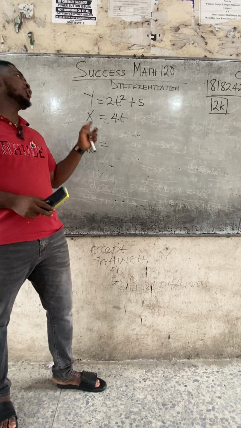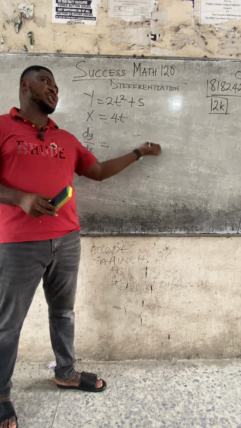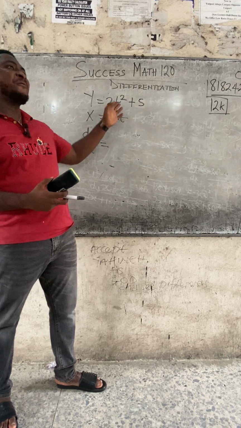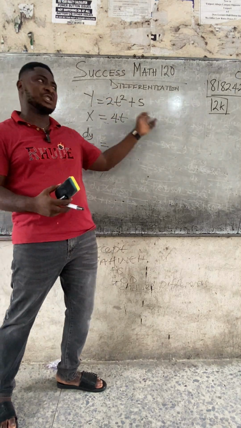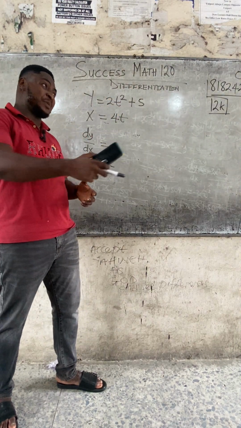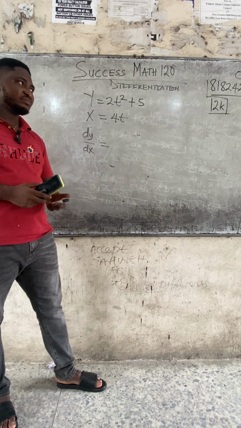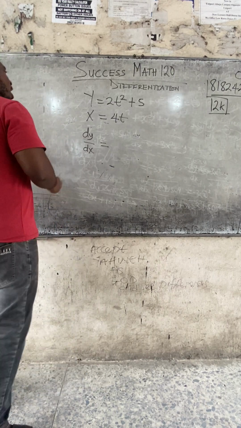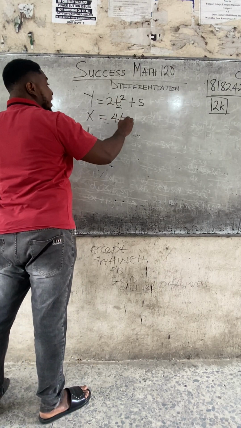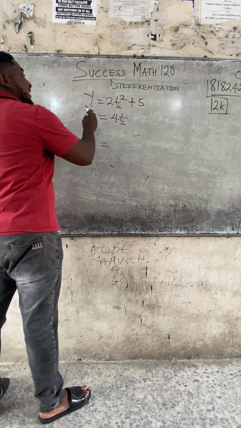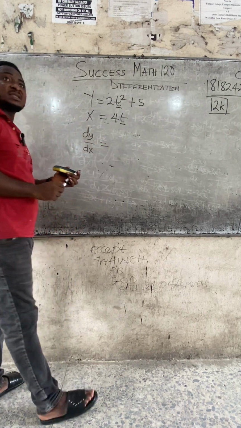Class, usually we are used to y and x being in the same expression. But now they're giving us two different functions. y has its own expression, x also has its own expression. But they all tend to a common domain, t. y tends to t, x also tends to t.